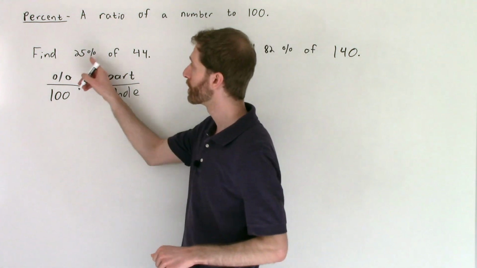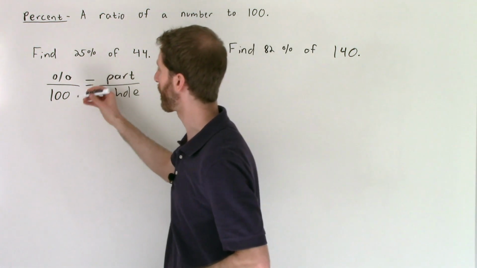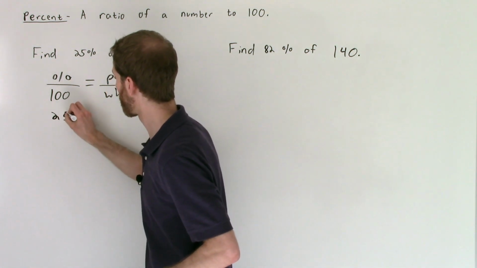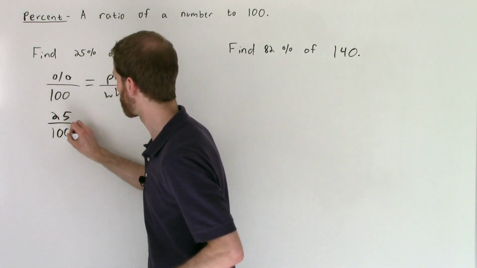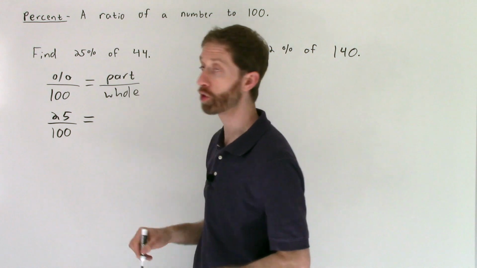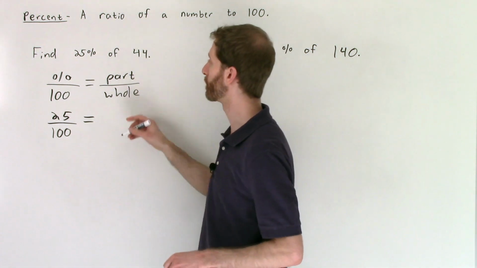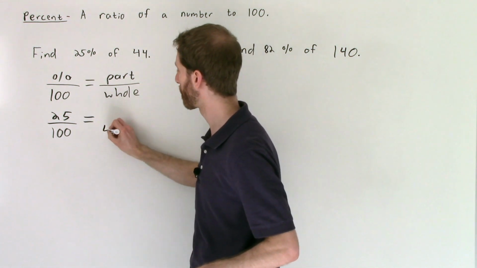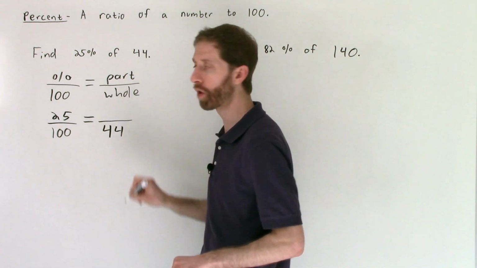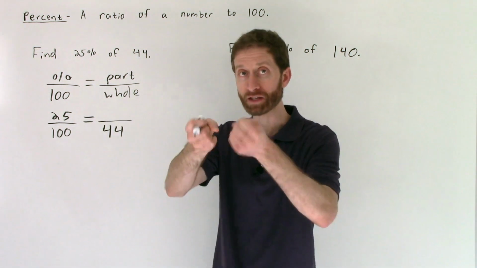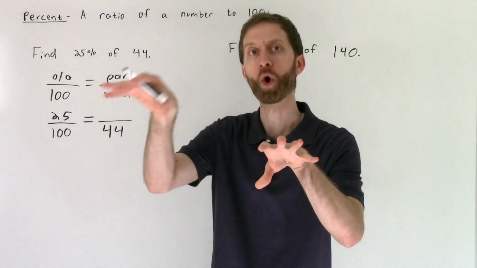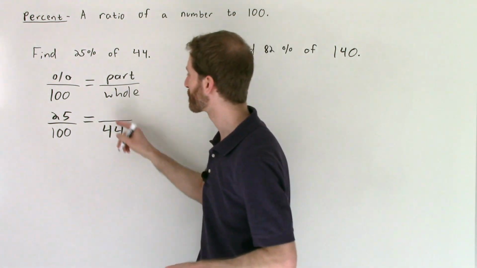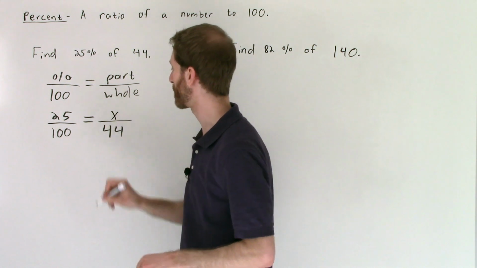So let's do it. We've got the percentage, which is 25. So you have 25 out of 100. That is equal to the part. We don't know what the part out of 44 is. So the 25% out of 44, well, 44 is the whole that we're taking the chunk out of, the piece of, that we're taking the percent on, however you want to put it. So we're just going to call that x. We don't know what it is.